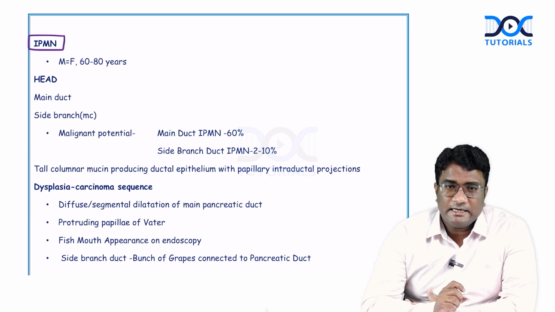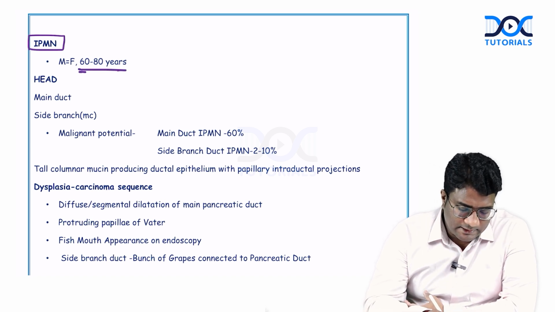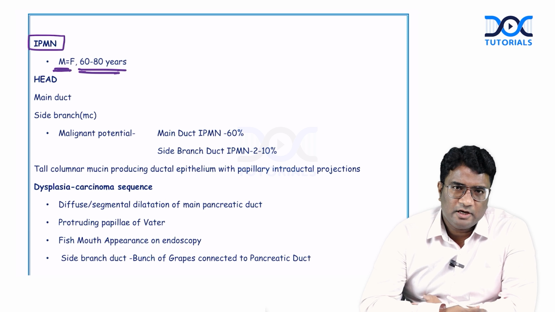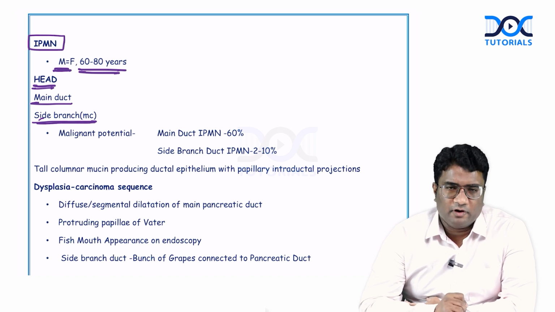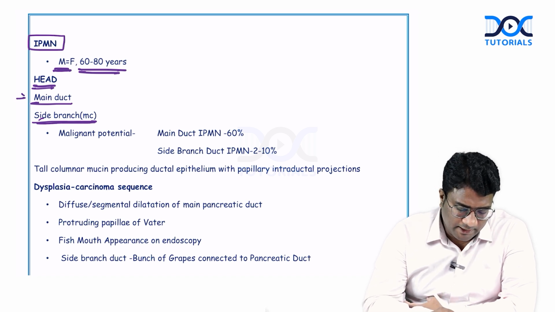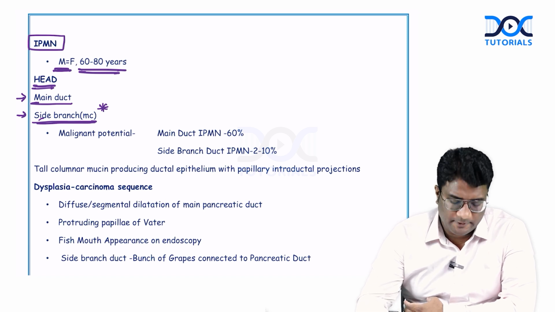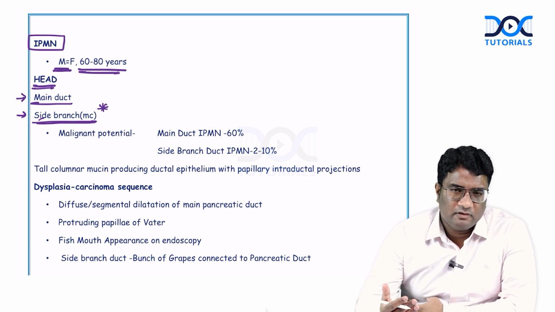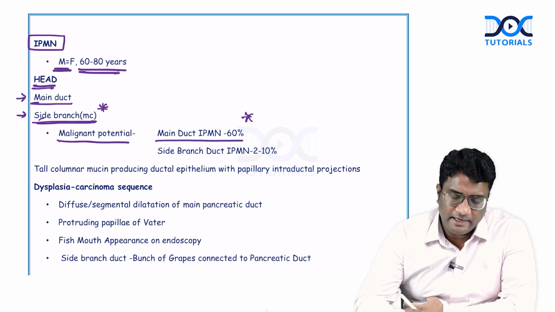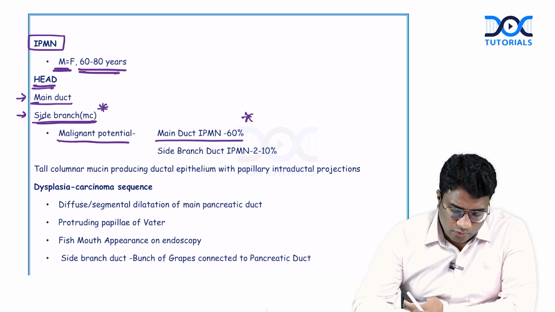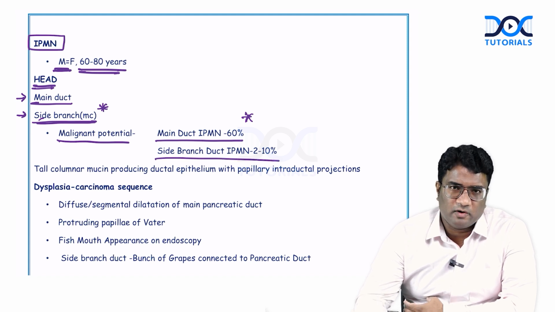And this is seen in elderly patients and has equal incidence in males and females. Commonly, it involves the head of the pancreas, the main duct type. The side branch involvement is the more common type of involvement. So, it can be either main duct involvement or side branch involvement. If you look at the malignant potential of IPMN, it is much higher. Almost 60% is the risk in main duct IPMN and around 2 to 10% in side branch involvement.